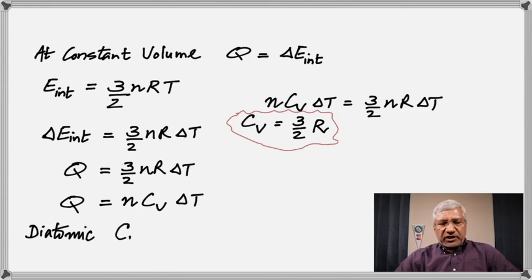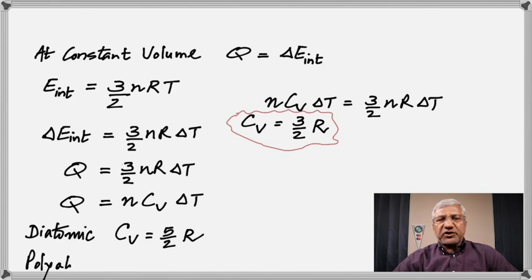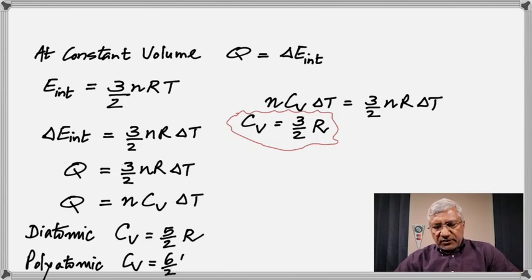And what about if it's a diatomic gas? Then Cv is 5 by 2 R. If it is polyatomic, it's going to be 6 by 2 R, which is 3 R. So those are the values of Cv.